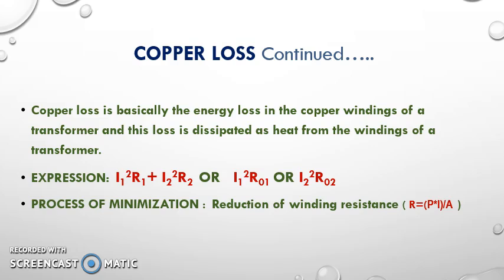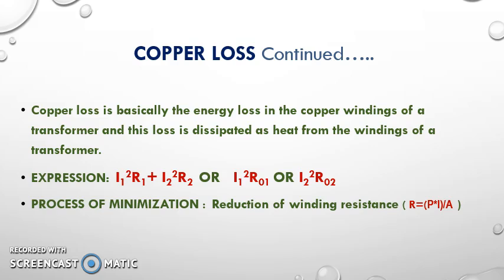As all of us know, R equal to rho L by A. Rho is the resistivity of the material, L is the length of the conducting material, and A is the cross-sectional area of the conducting material. So if we somehow can reduce the value of R, that means the resistance of the conductor, then we can get control over the copper loss.